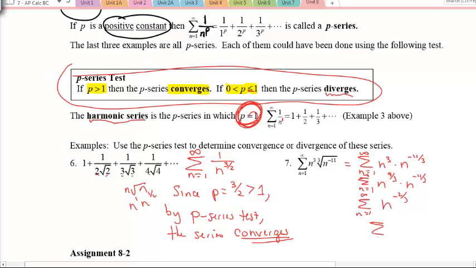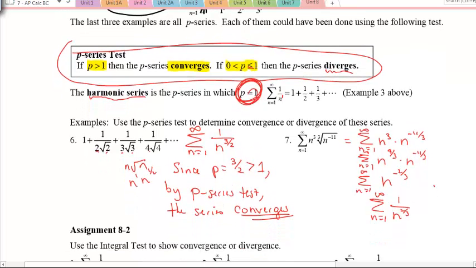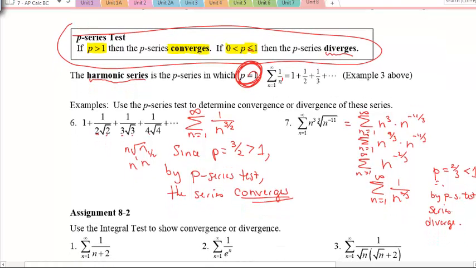Notice now, if I write this in the form of 1 over n to the power of p, p in this case is equal to 2/3. It's less than 1, so by the P-series test, the PST, the series must diverge. That's it. Welcome to the integral test and the P-series test. Two more tests for convergence and divergence that you need to put in your head.